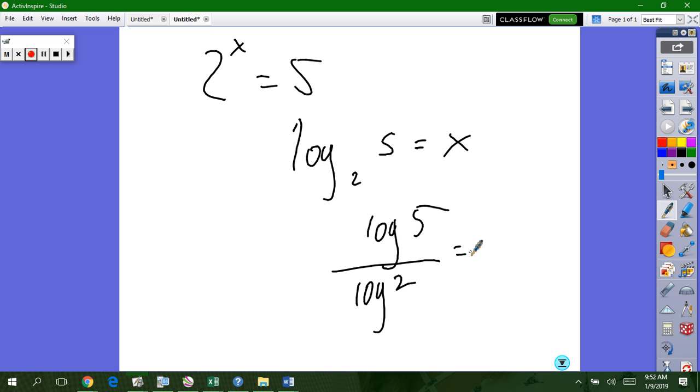Good. What else could I have done? The natural log. How could I write this as the natural log? ln of 5 over ln of 2. Which one do I always choose? Why? 2 less letters. 1, 2, 3. 1, 2. So 1, 2.